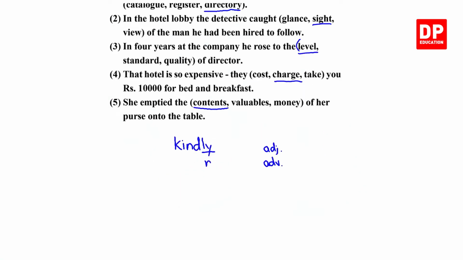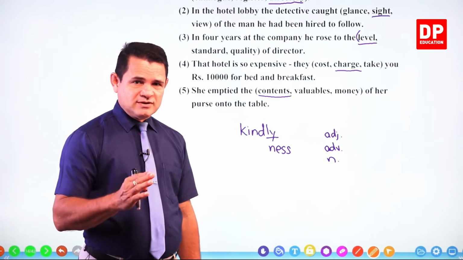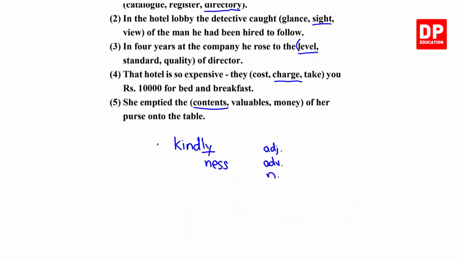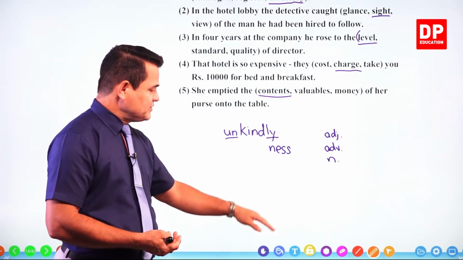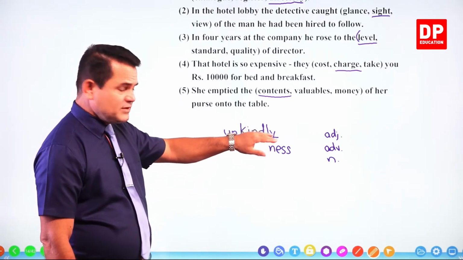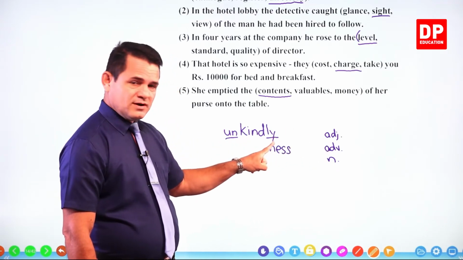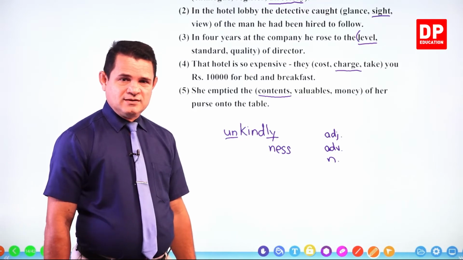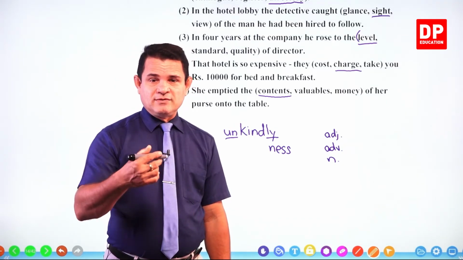And also you can put here n-e-double-s, then it becomes a noun. Kindness. So again changed. And you can put prefixes also. Unkind. You can make its opposite: kind, unkind. So likewise, there are many suffixes. So when you add those suffixes, the word class is changed. Here an adjective became an adverb, and an adjective can be made a noun. There are many suffixes like these, such as tion, sion and so on.